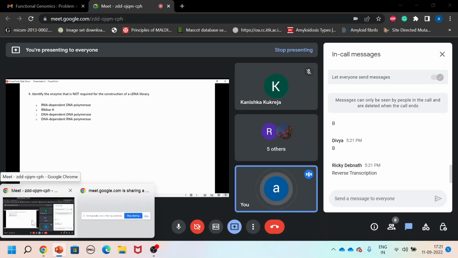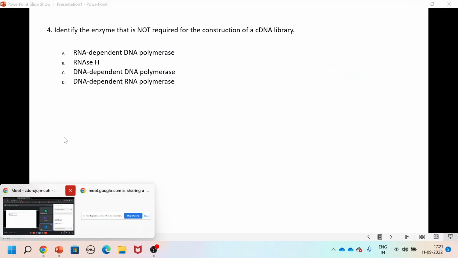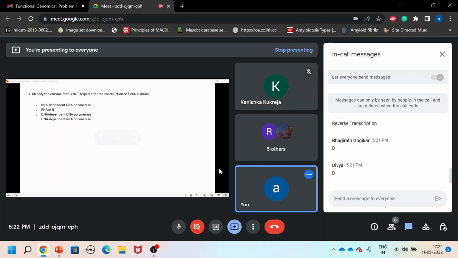So anyone who would like to attempt this question? The enzyme that is not required for the construction of a cDNA library. Okay, Divya has answered option D. Bhagirath also has answered option D. Anyone else? Anyone who would like to explain why option D, for those who have answered? Divya and Bhagirath.